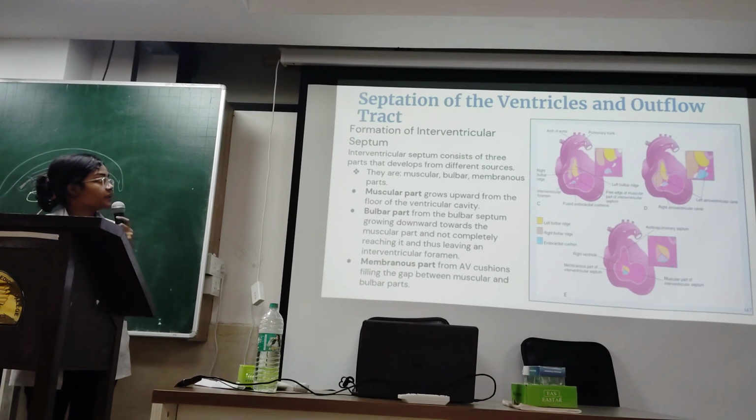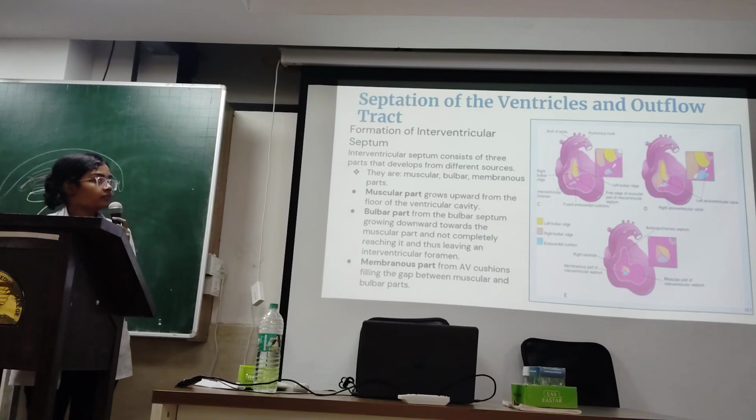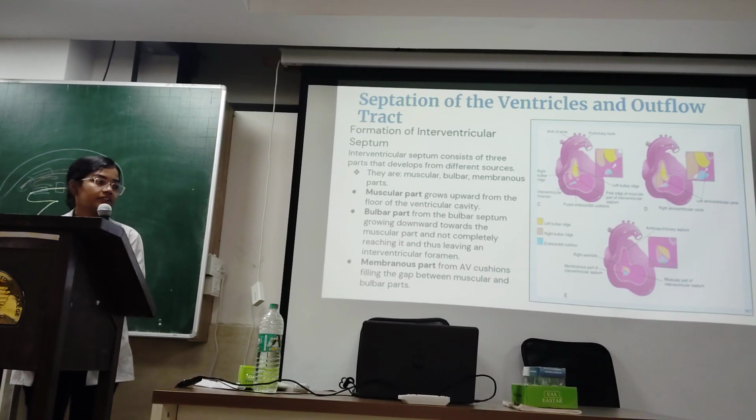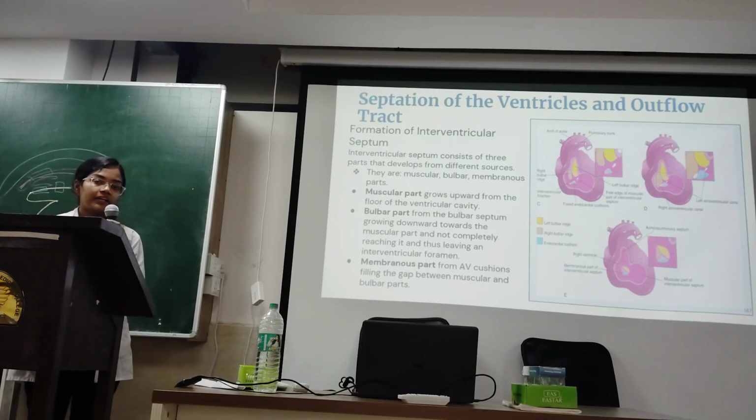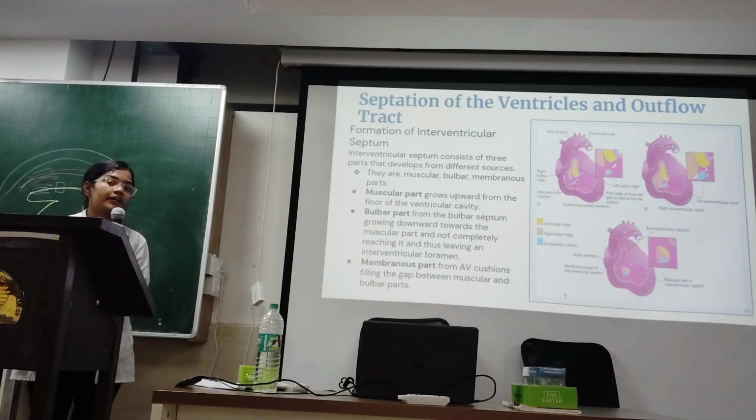Now we will discuss the formation of interventricular septum. Interventricular septum consists of three parts. Each part originated from different sources. The parts are muscular, bulbar, and membranous. The muscular part grows upward from the floor of the primitive ventricle towards the AV or endocardial cushions.